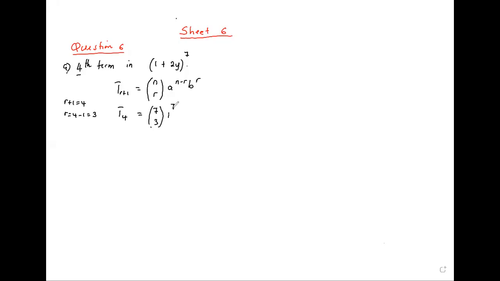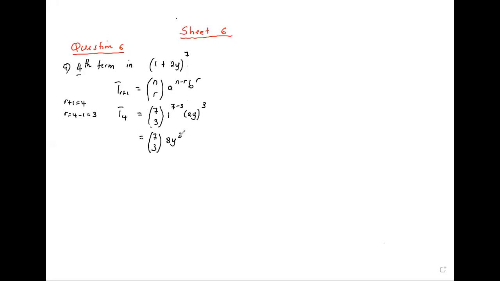1 to the power 7 minus 3, and then b is (2y) to the power 3. Notice how I put the brackets there to make sure that 2 and y are all under the same power. So that is 7 choose 3 multiplied by 2 to the power 3, which is 8, and then y to the power 3.